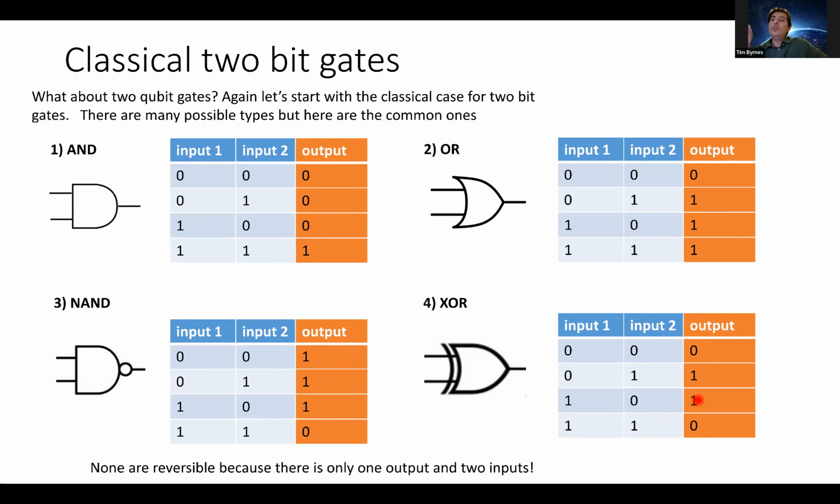Okay, so let's look at these gates and firstly see if we can make a unitary version of these gates. Now, immediately there's a kind of a problem. Can anybody spot what the problem here is?